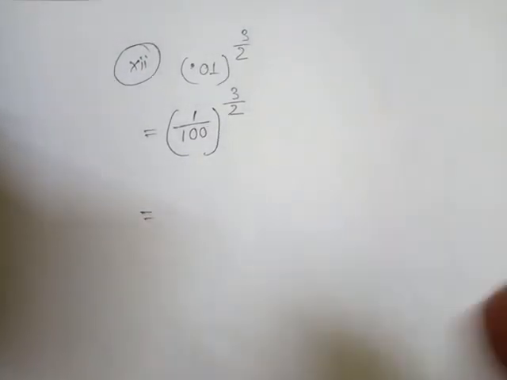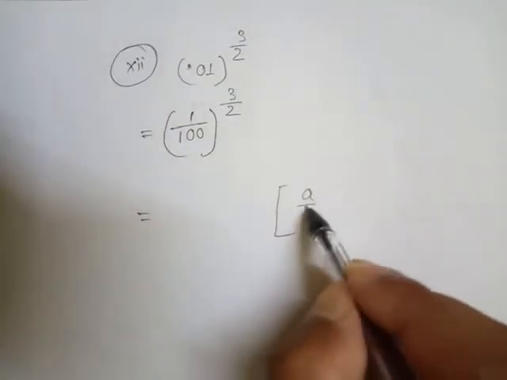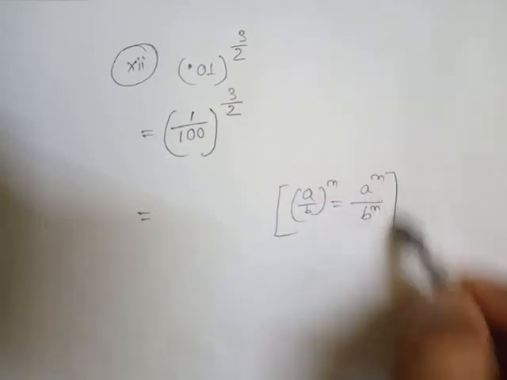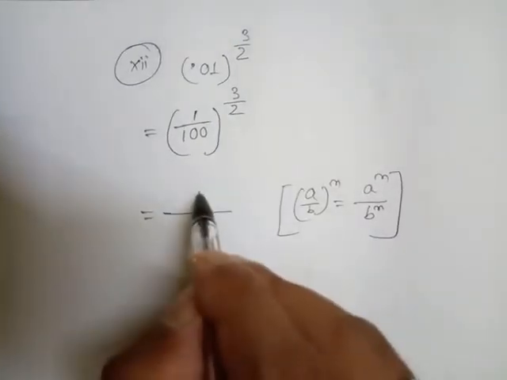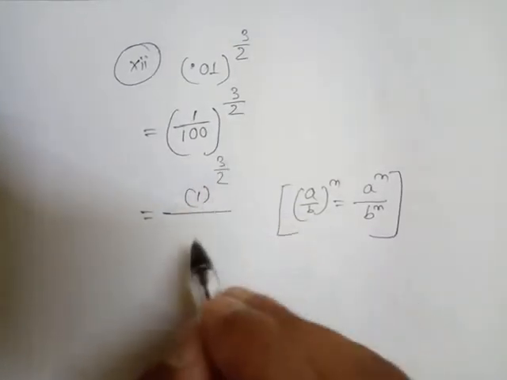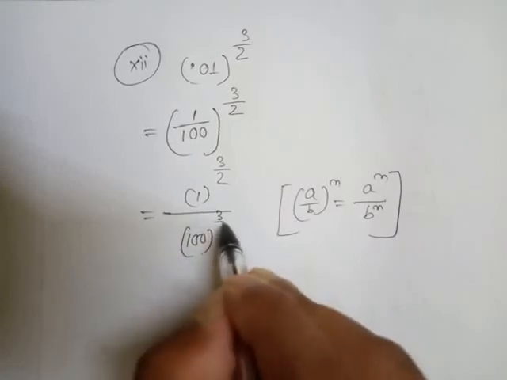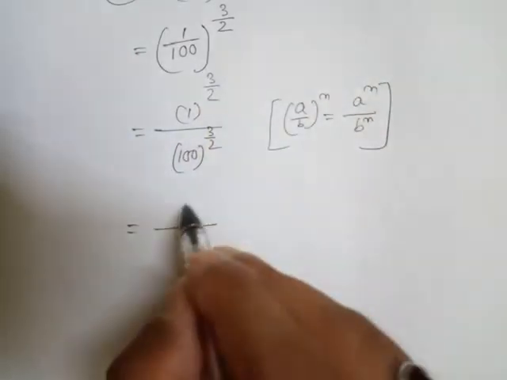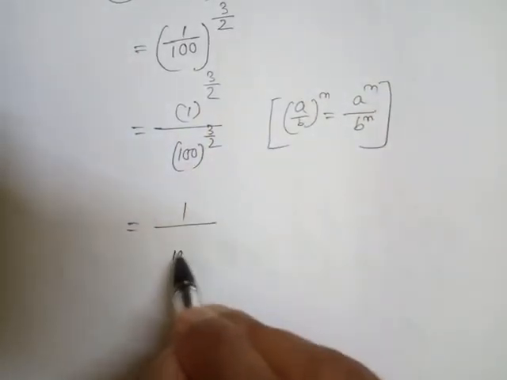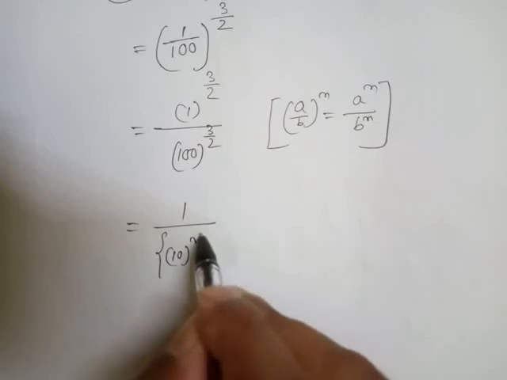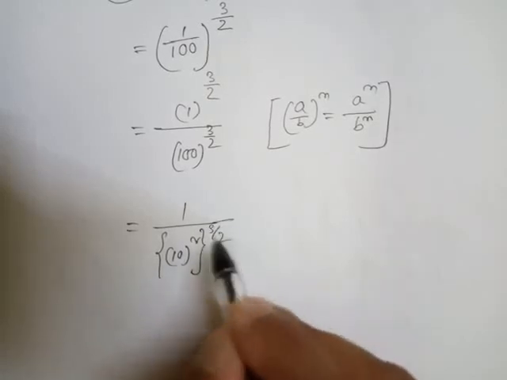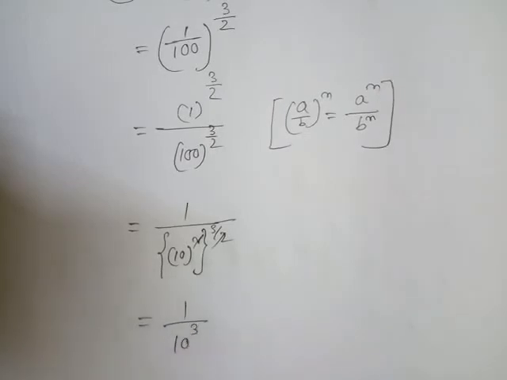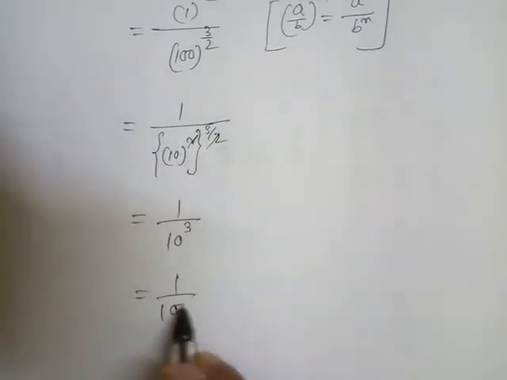Now look, by using the formula a by b whole to the power n equals a to the power n by b to the power n, I can split it up, so 1 to the power 3 by 2, and 100 to the power 3 by 2. Now in the next step, 1 to the power anything means 1, and 100 means 10 square, to the power 3 by 2. Now 2 and 2 cancel, so 1 by 10 cube only. 1 by 10 cube means 1 by 1000.